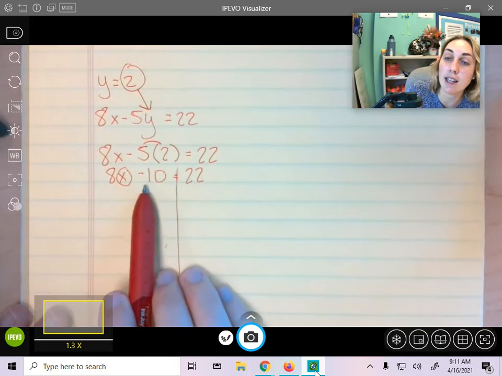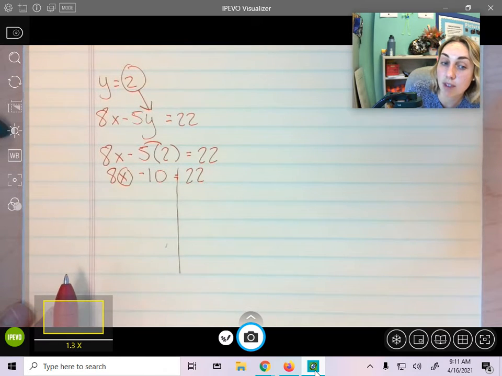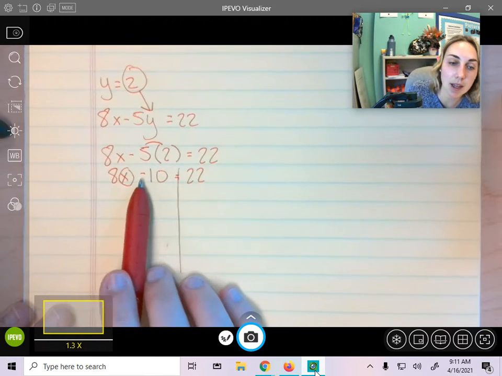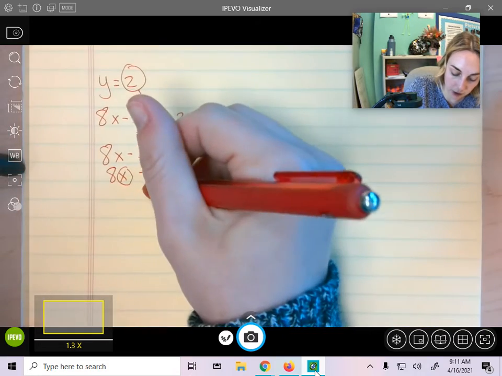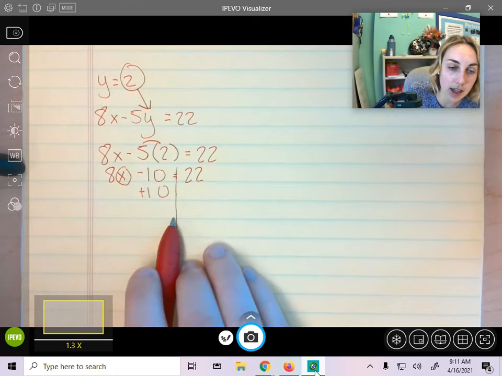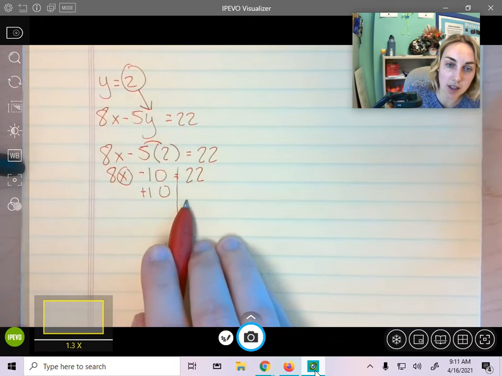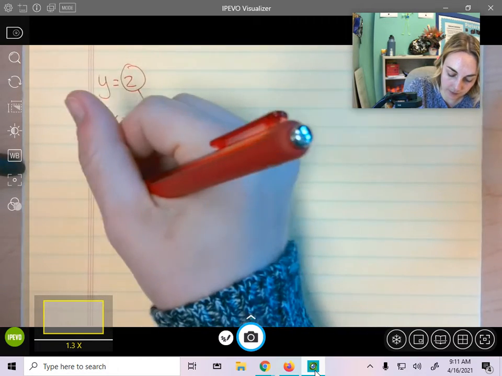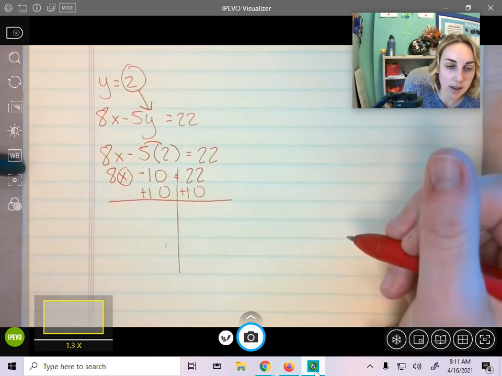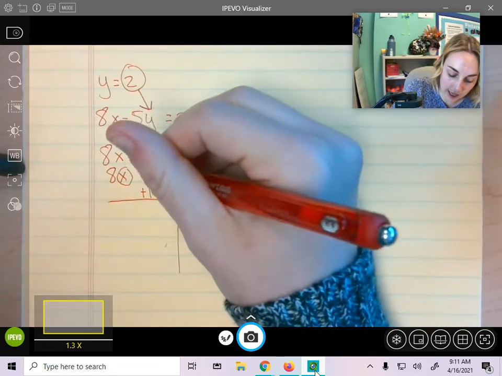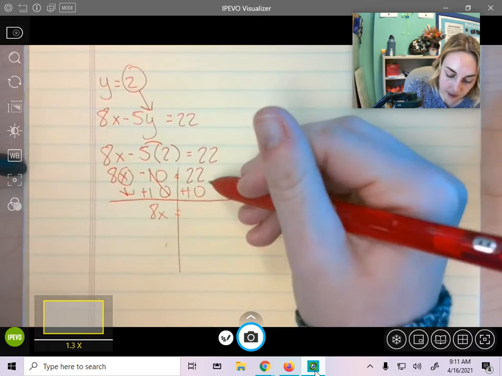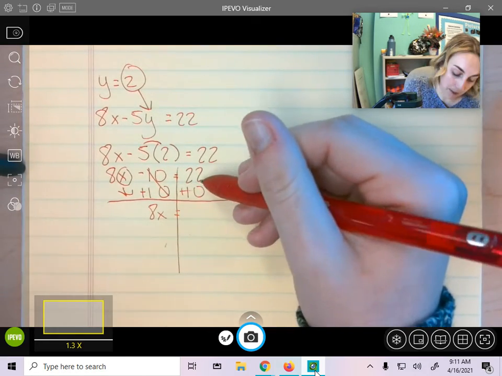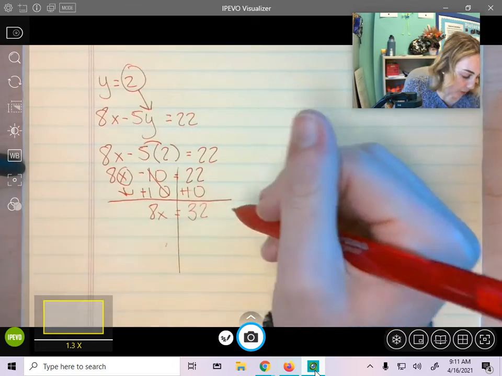So, my goal is to solve for x. So I need to get rid of everything on this side that's not x. So I need to get rid of the constant first. To get rid of a negative 10, I have to do the opposite, which is a positive 10. So I'm going to add 10 under it. And whatever I do on one side of the balance beam, I have to do it on the other side as well. And I can solve. So these cancel out, they're opposites, but I'm going to bring down this 8x. And then 22 plus 10 is going to give me 32.